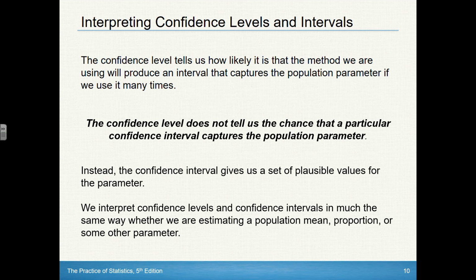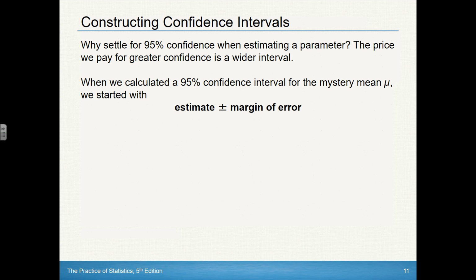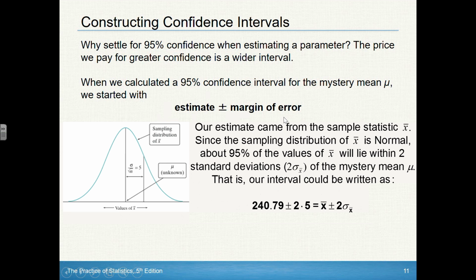As we'll see later on in the course, sometimes we want to do a confidence interval for the slope of a regression equation, but we'll talk about that later. So again, when we construct a confidence interval, we start with that point estimate plus or minus the margin of error. Okay, well, let's think about how we would do that for our mystery mean example.